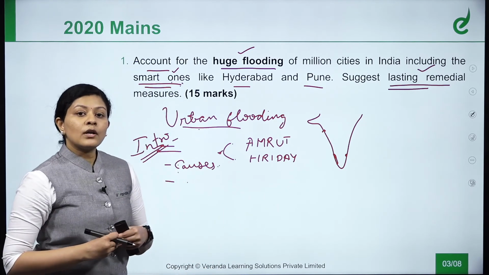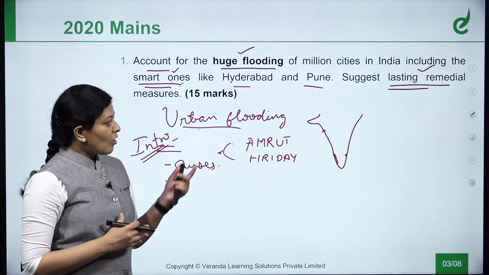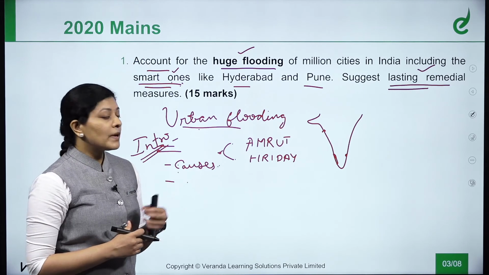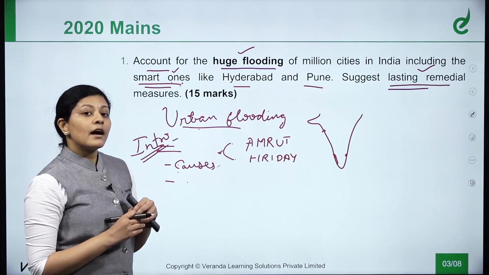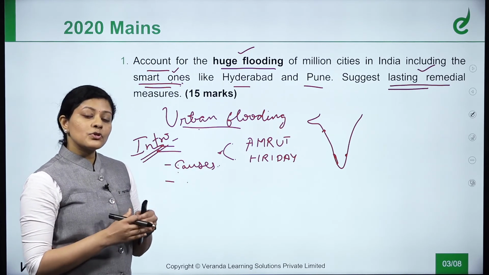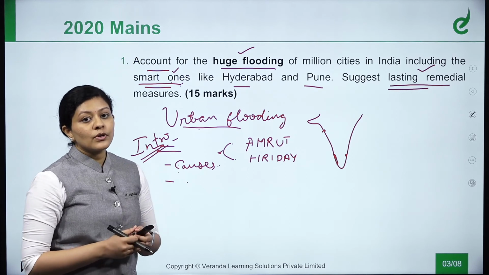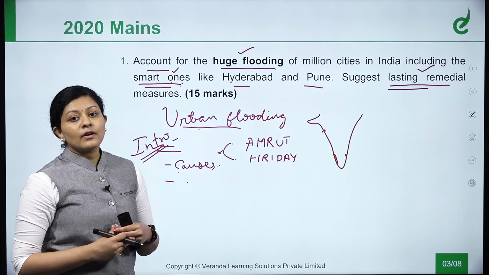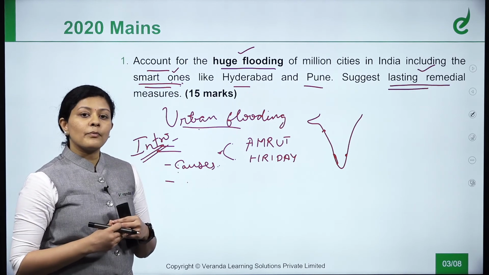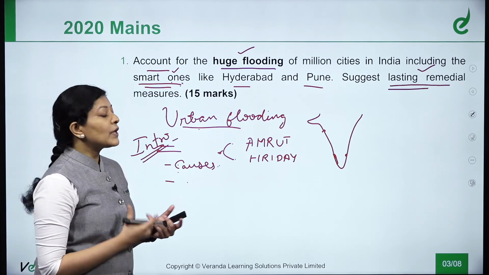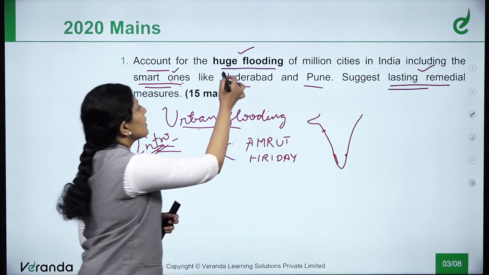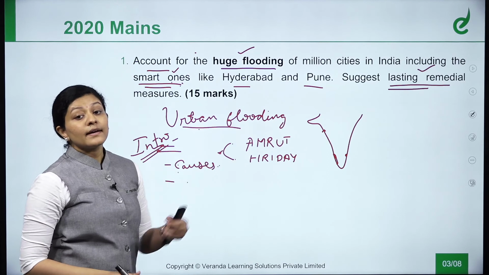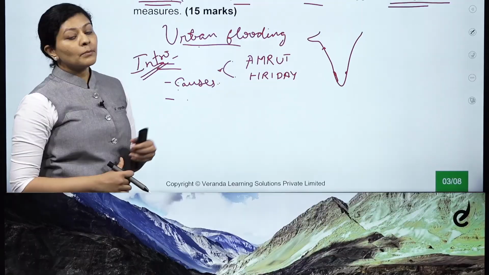Maybe you could conclude by saying that urban flooding is mostly due to the effect of human-induced changes in the urban area, so we are supposed to allow nature to take its course on its own, so that the loss of human lives or property will be lessened. This way you can conclude. This way you could answer this particular question, and you could write lasting measures for it.